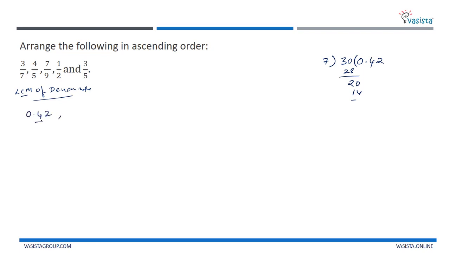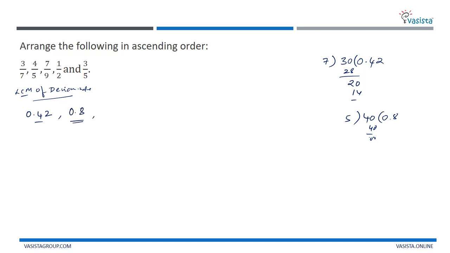The first one is 0.42. Second, I'll take 4 by 5. 4 divided by 5. So I'll take a decimal here. I can take a 0. 5 8s are 40. So this will become 0.8.